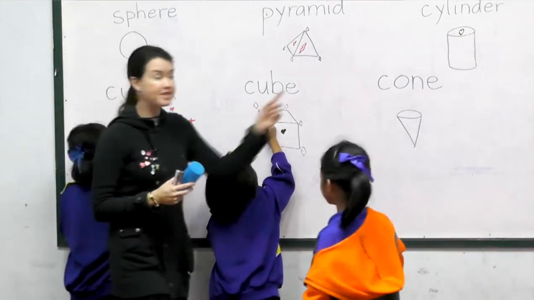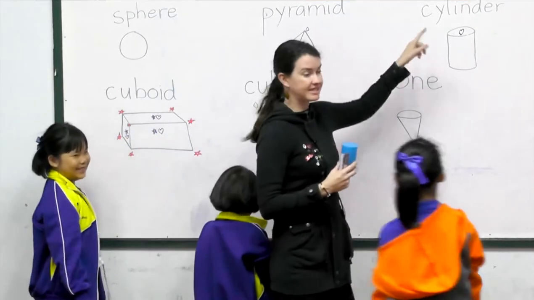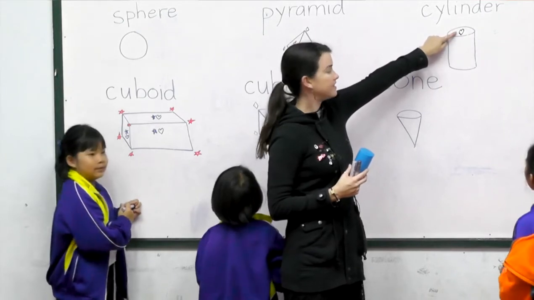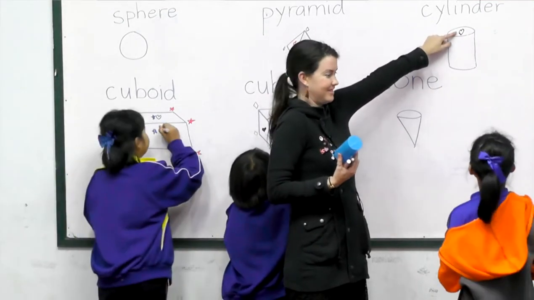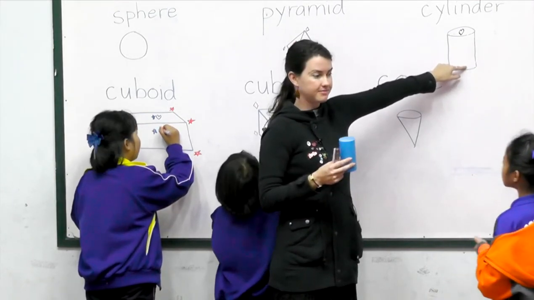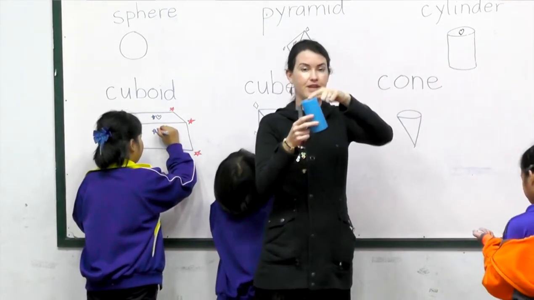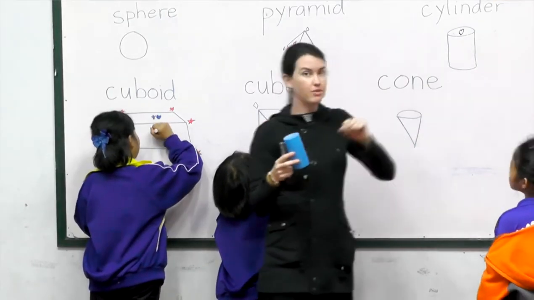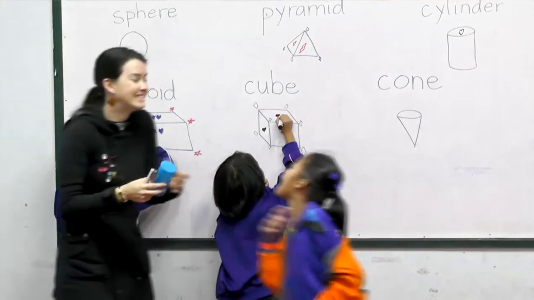Okay, down's got our cylinder face. Very nice. How many do we see on this cylinder? How many faces? How many do we see? One. Do you think there's another one down here that we can't see? Yes. Yeah, look at our cylinder.